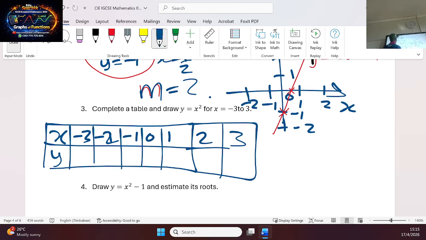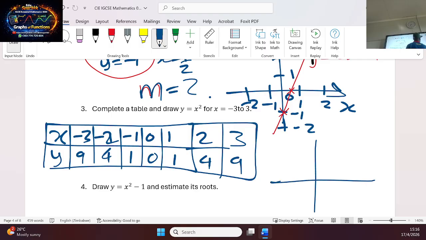So we say minus 3 squared gives us 9. Minus 2 squared gives us 4. Minus 1 squared, 1. 0, 1, 4, 9. So it's clear that our graph is symmetrical. And when I go to my Cartesian plane, I'm going to have here x, y. Let me pick a different color. My x is running from minus 3 to 3, with 1, 2, 3 for positive. Then my y is running from 0 to 9.